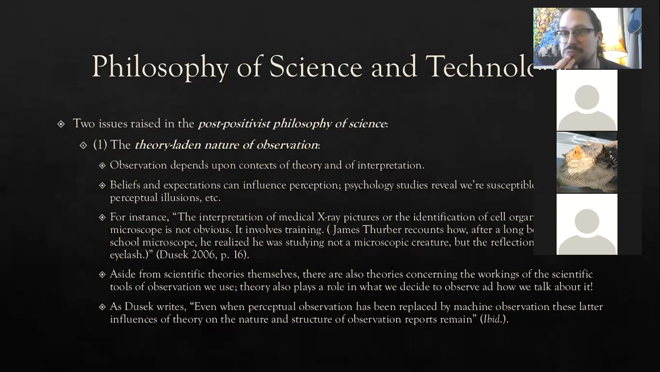Maybe we'll use the James Webb Space Telescope to try and find phenomena that will help us verify or falsify some theory, right? Where we turn our instruments depends on what predictions our theories are making and how we want to test them. So, as Dusek puts it, even when perceptual observation has been replaced by machine observation, these latter influences of theory on the nature and structure of observation reports remain. So that's the theory-laden nature of observation.